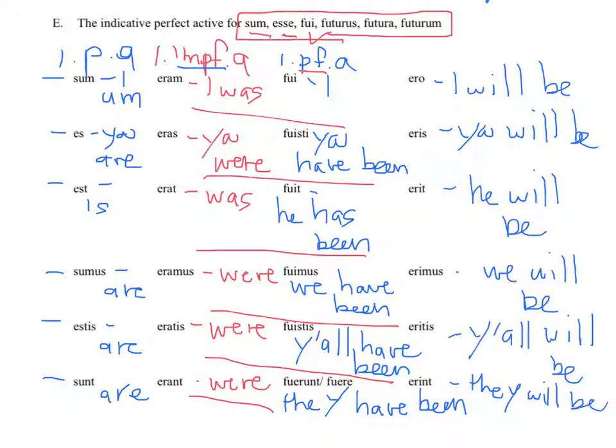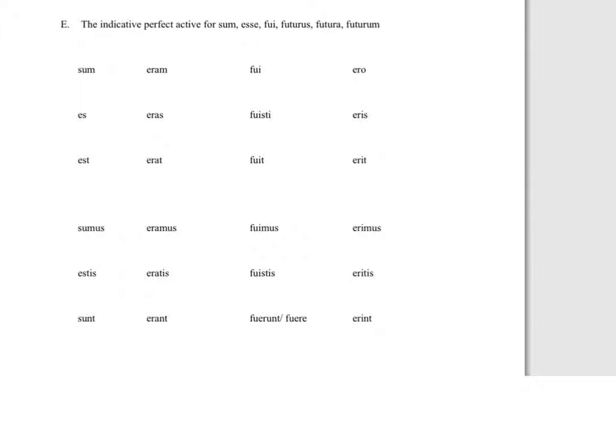Sorry, that's gotten a little cluttered. I'll clean it up. Okay, now just to review quickly, the indicative present is the first one. It's active voice. The indicative imperfect is the second one. That's a past tense that can be translated as, for example, I was, or I used to be.